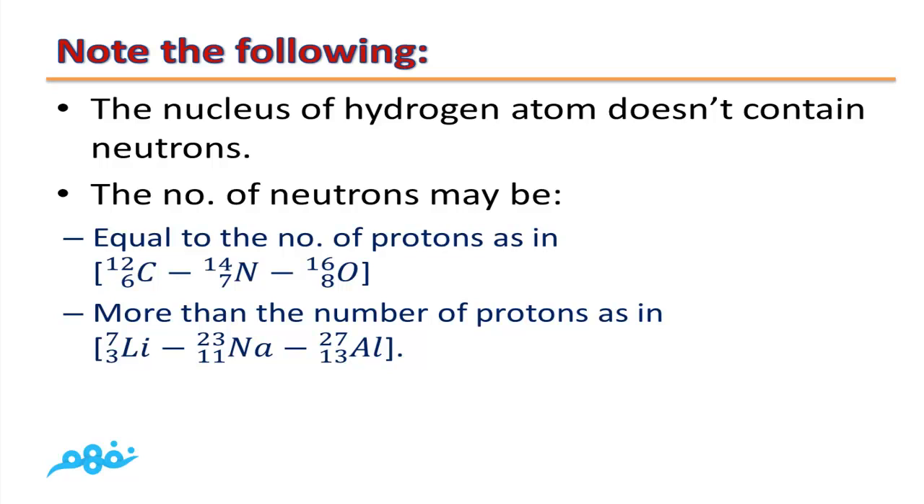be more than the number of protons, as in lithium 7 (3-7), sodium 23 (11-23), aluminum 27 (13-27). The number of protons in lithium is 3. The number of neutrons is equal to 7 minus 3, which is 4, more than 3. The number of protons in sodium is 11, and the number of neutrons is equal to 23 minus 11, which equals 12. The number of protons in aluminum is 13. The number of neutrons is equal to 27 minus 13, which equals 14.